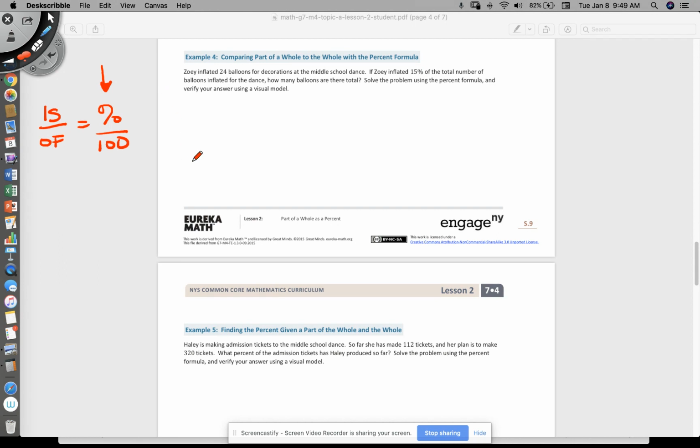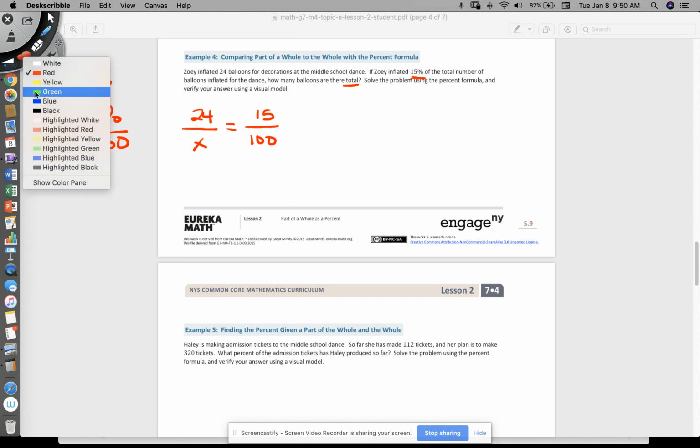All right, so in this case, we have 24 balloons were blown up by Zoe. That's part. It didn't say that was the total. It just said she inflated 24 balloons. All right, so I'm going to set this up. The 100 is always there. That one never changes. Oh, I see a percent symbol, so there's instantly my percent number. So obviously I'm solving for my of. I'm solving for my total, which makes sense because it says how many balloons were there total. So that's going to be my x.